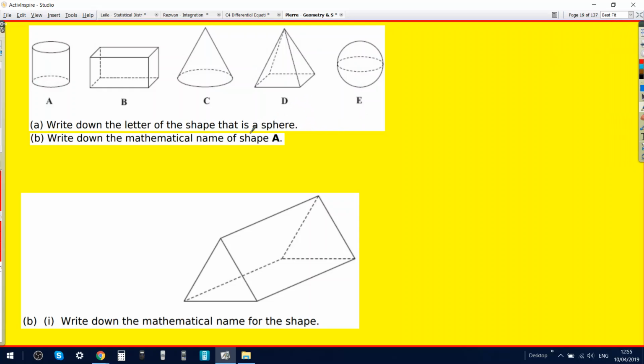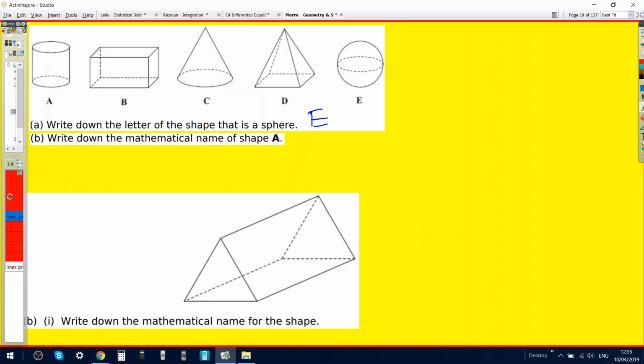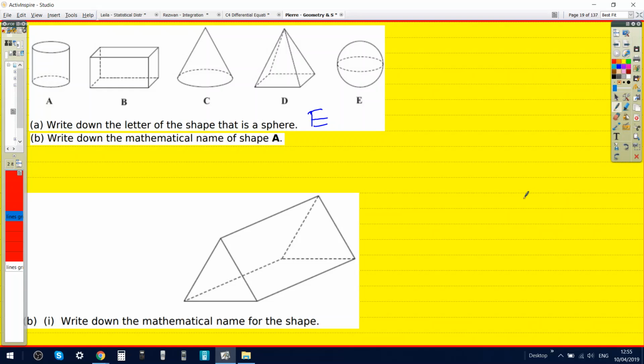Okay, let's do these two. Write down the letter of the shape that is a sphere. So that's E. Yeah, that one's fine. How about B down the bottom? Is it a cuboid? A cuboid isn't a generic term for all.